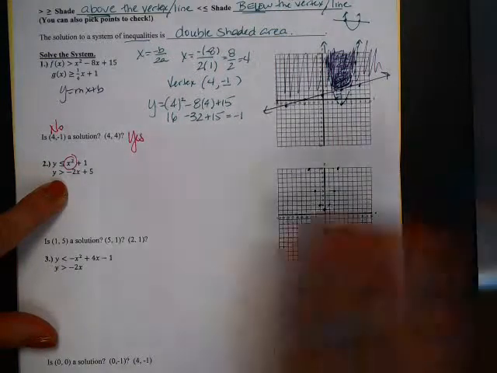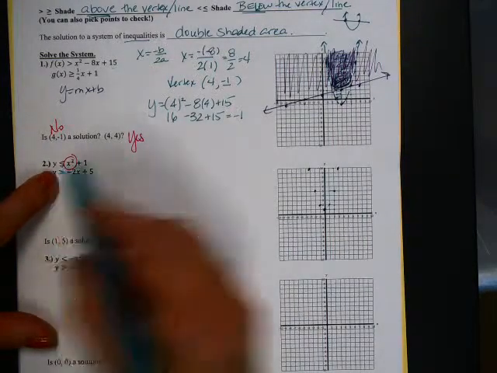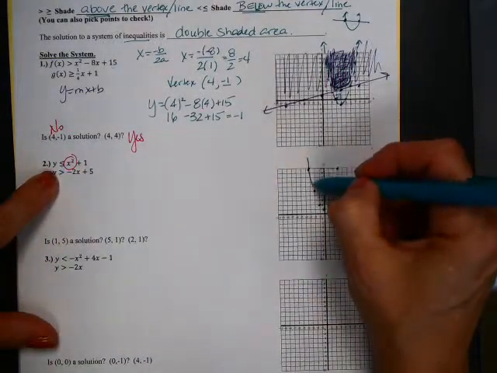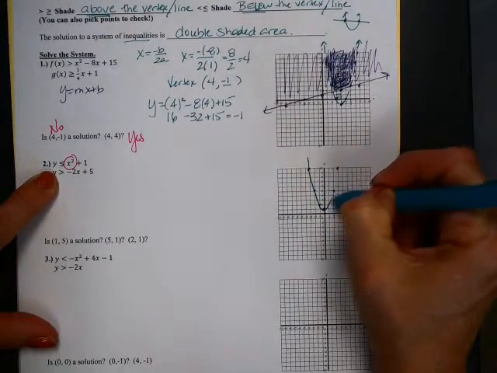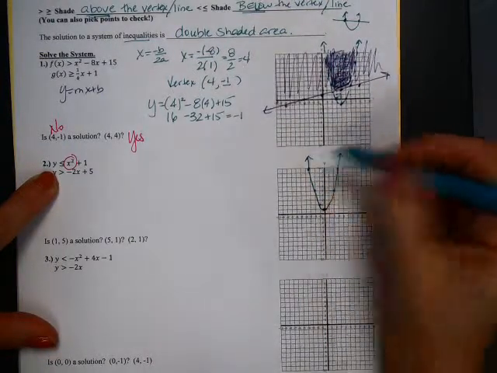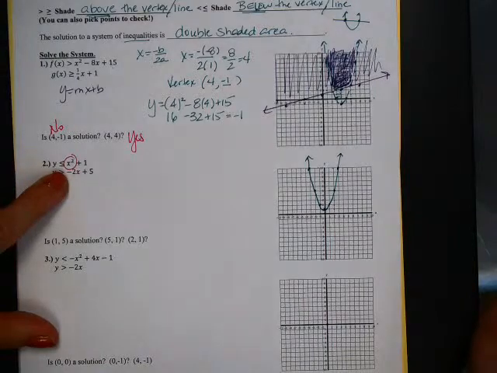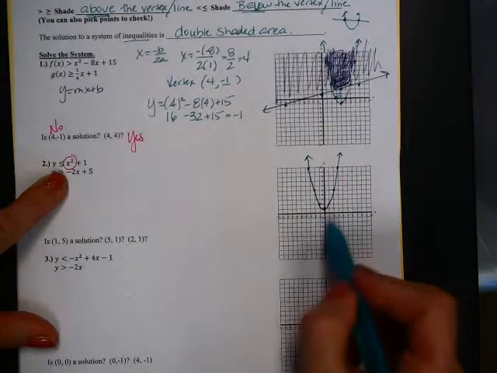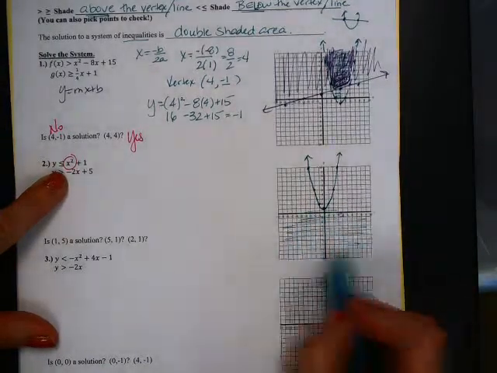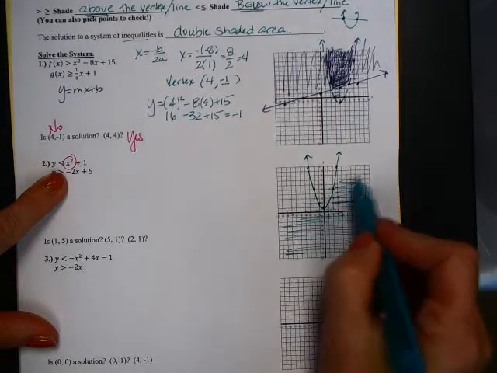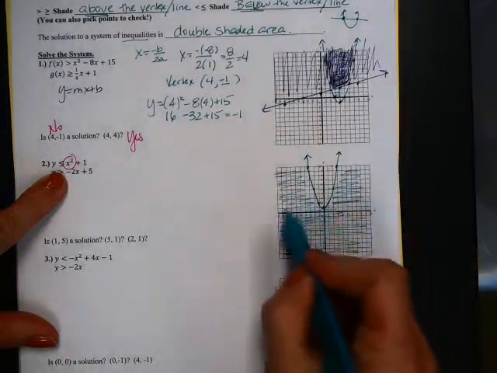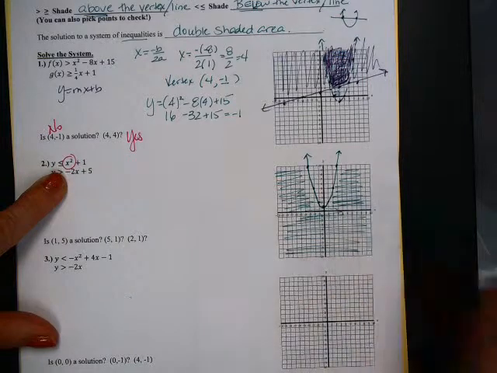And it is a less than or equal, so because the equal's in there, make this one a solid line. And it is less than, so below my vertex is down here. Now even though it's down here, it does go up on the sides. We've done these before earlier in the year, so hopefully you remember all this.